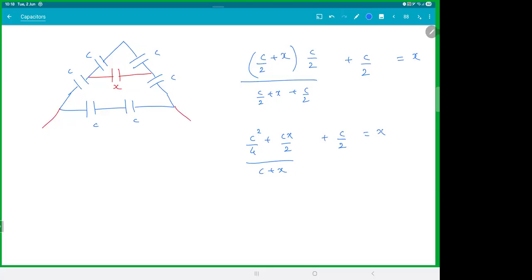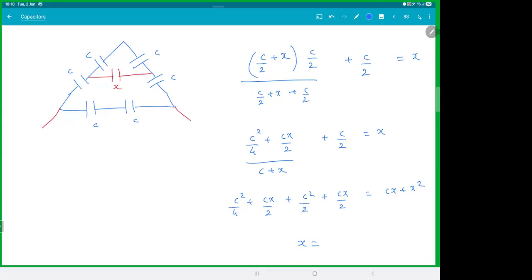You get a quadratic. So I have to solve this. C square by 4 plus Cx by 2 plus C square by 2 plus Cx by 2 is equal to Cx plus X square. Solve this, you'll get a quadratic equation and you'll get X from there. That's it. Whenever you see something like this, it is an infinite ladder problem.